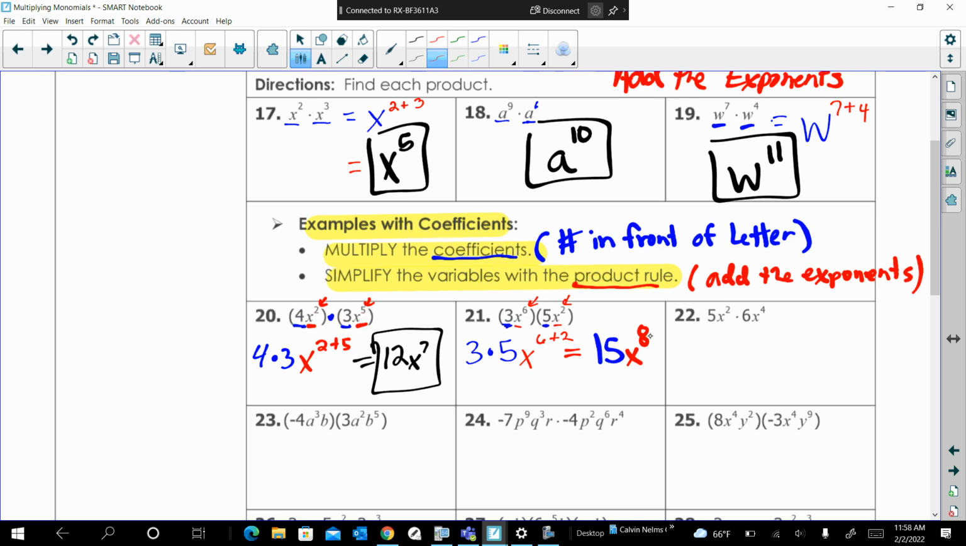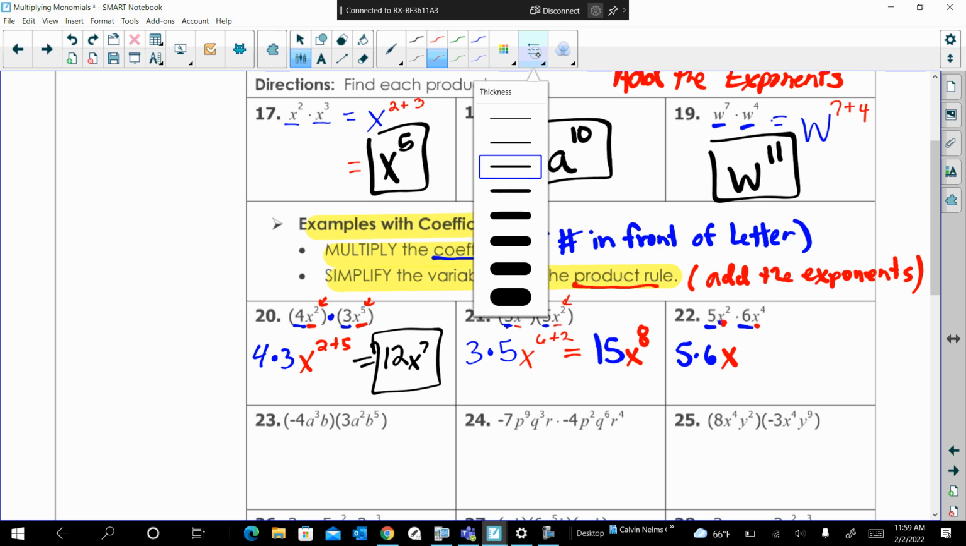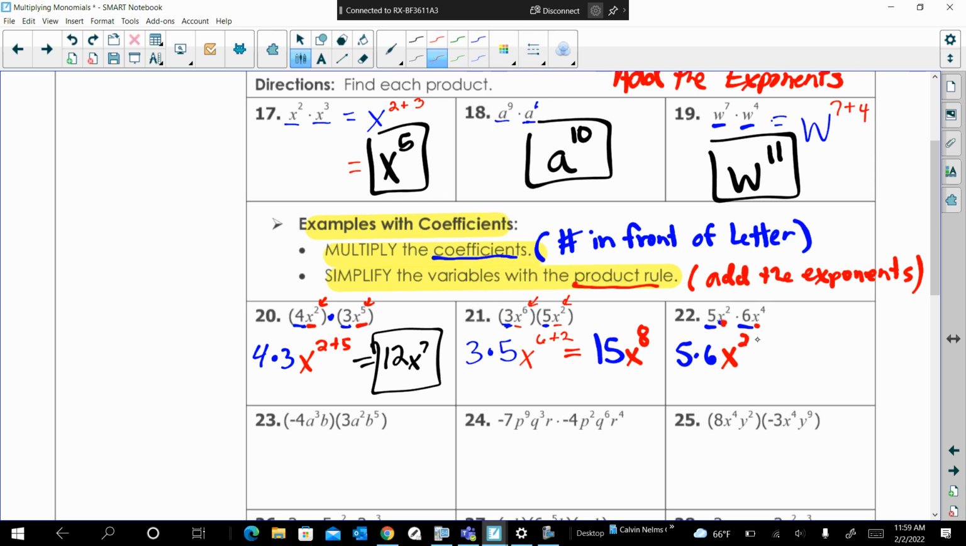All right, on 22, what numbers are you going to multiply together? 5 and 6. 5 times 6. And then what are we going to do with the variables? X is our variable. Because we're multiplying x squared times x to the 4th, what does that become? You have to do 2 plus 4, which is 6. So what does this simplify to? 30x to the 6th power.